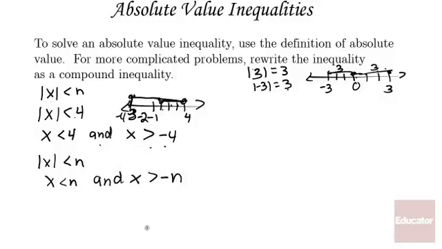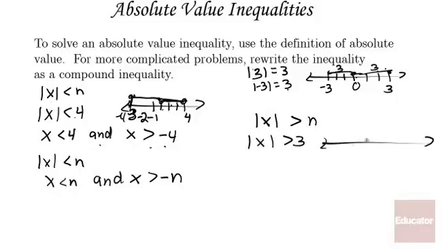Okay. The other possibility is that you have inequalities in the form the absolute value of x is greater than n. For example, the absolute value of x is greater than 3. Well, what that's saying is the absolute value of the number is more than 3 away from 0 on the number line. So anything bigger than 3 is going to have an absolute value greater than 3. 4 has an absolute value greater than 3, and on up.